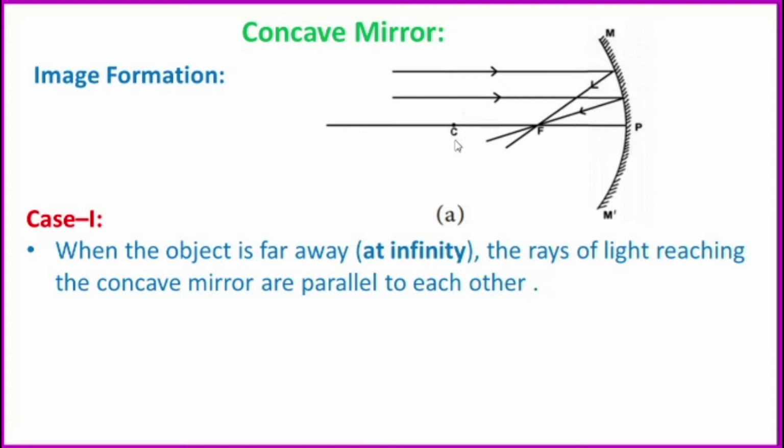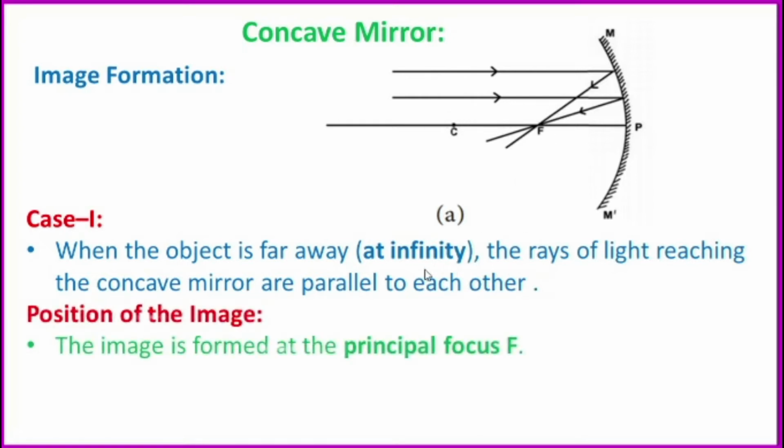Then what is real? Real means true. So when an object is far away at infinity, the rays of light reaching the concave mirror are parallel to each other. So parallel rays come from infinity. What is the position of the image? After reflection, consider these two rays at their points of incidence. The first ray is reflected at this point, then the second ray is reflected at this point. Both are parallel to the principal axis.